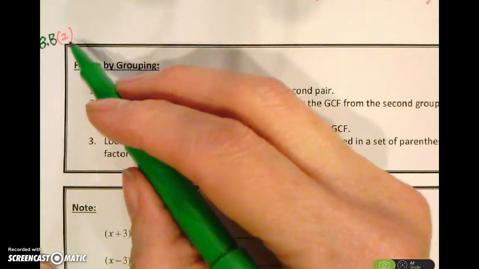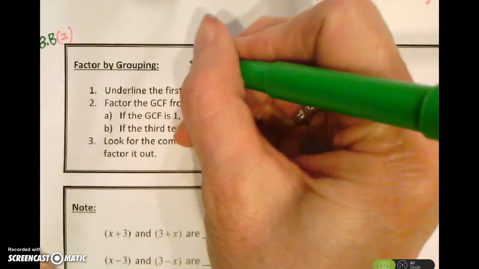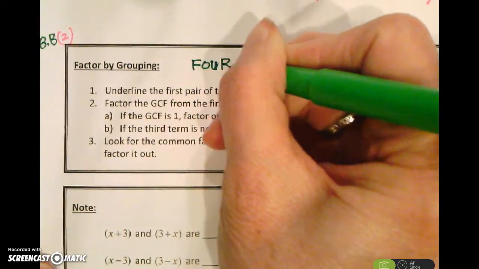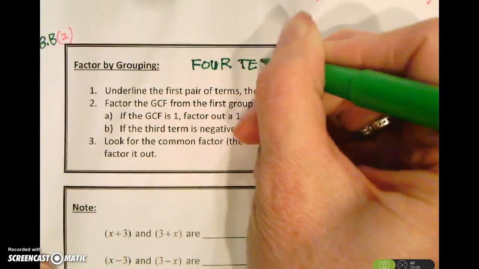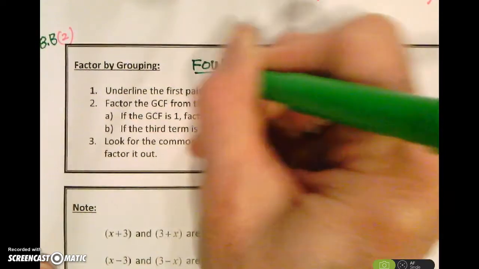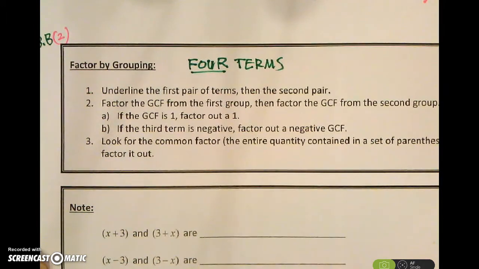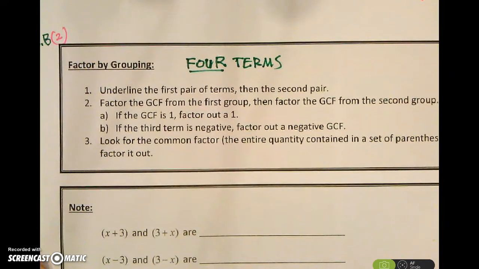In our second video of 8b, we're going to be factoring expressions that have 4 terms. So 4 terms. And when we do, we're going to factor by grouping. We're going to underline the first pair of terms and the second pair. We're going to factor the GCF from the first group and then factor the GCF from the second group.